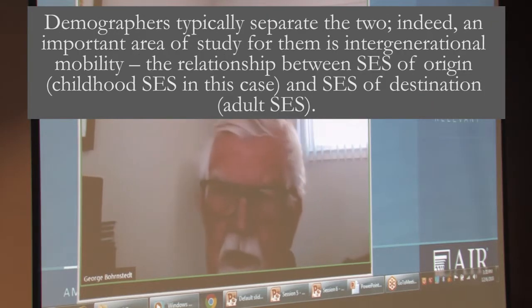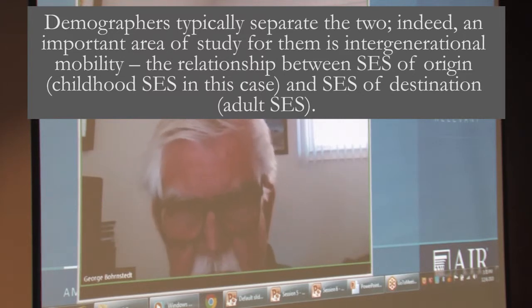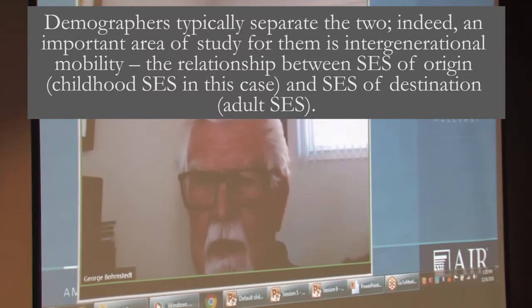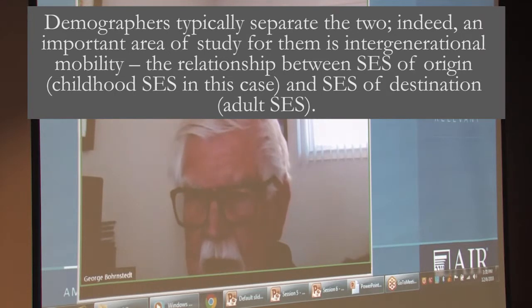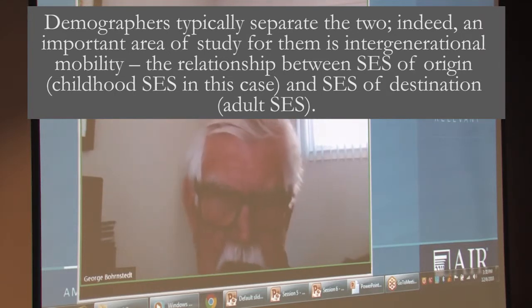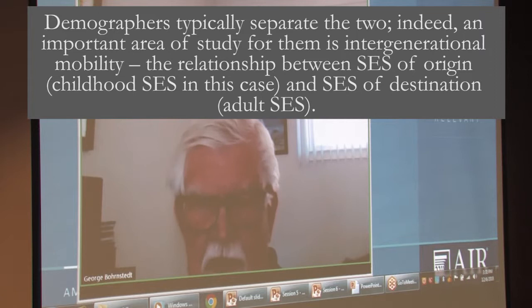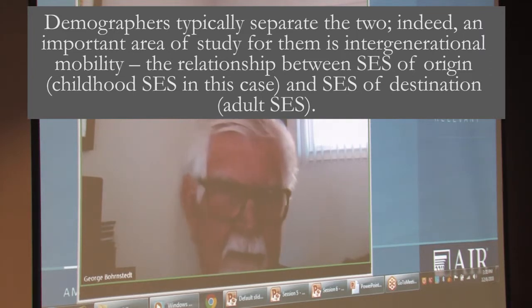Demographers typically separate the two, and indeed an important area of study for them is intergenerational mobility: the relationship between SES of origin, child SES in this case, and SES of destination, adult SES.